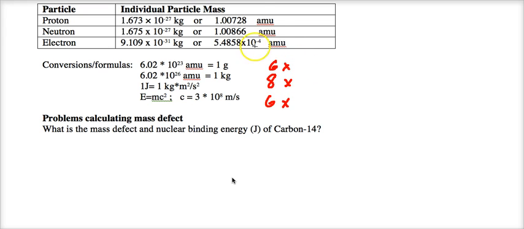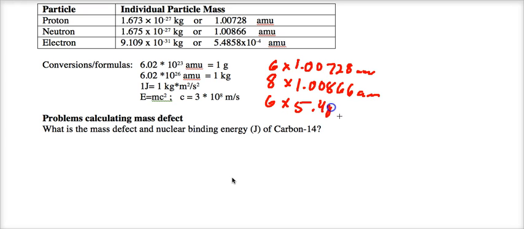Okay, so I'm multiplying the two columns together. I have 1.00728 AMU. Show your units. 1.00866 AMU. 5.4858 times 10 to the negative 4 AMU.